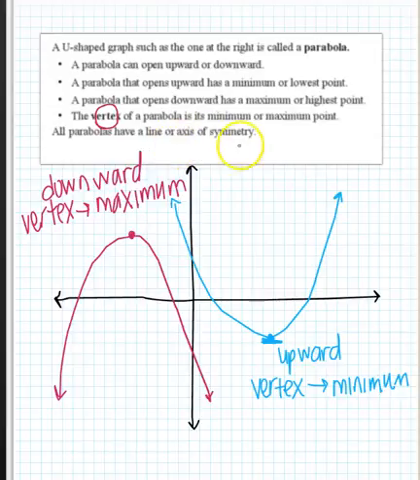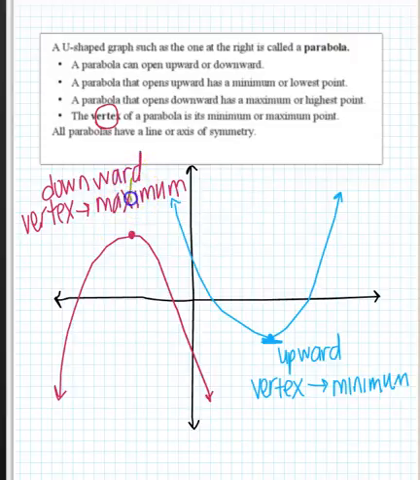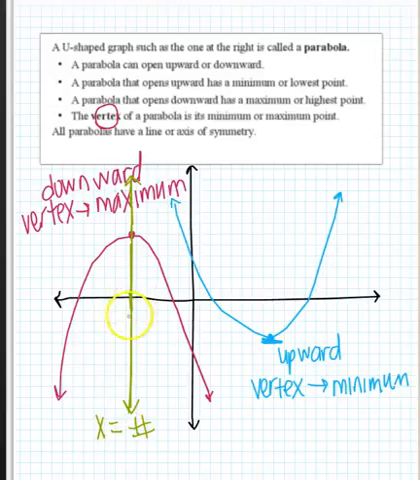All parabolas have a line or an axis of symmetry. We talked about that on the previous page. Remember, whatever that line is, that will split the graph exactly in half. So this is the axis of symmetry, and it will always be x equals some number, whatever that number is. Because it's a vertical line, it's crossing through the x-axis. This axis of symmetry is going to be x equals, let's say, -5 if we're over that far.